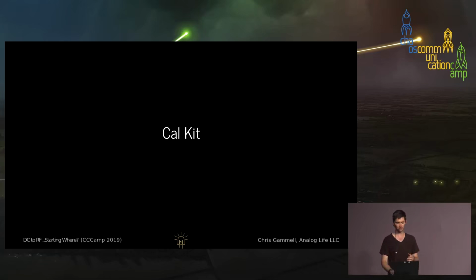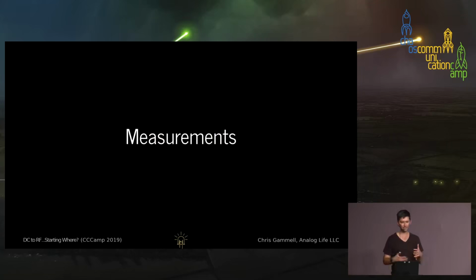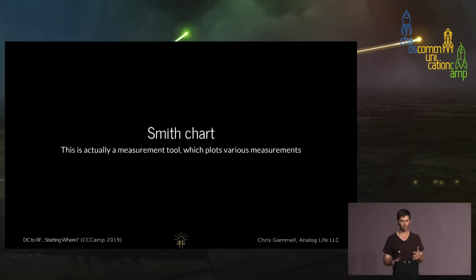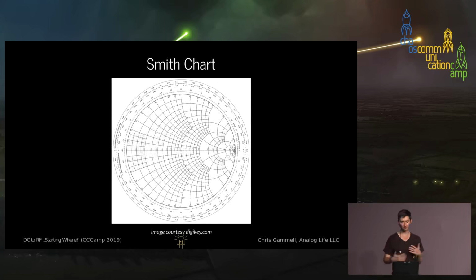And that's something that a cal kit can help with as well. So let's talk about some measurements real quick. Again, I know we're on a summer day, we're talking about measurements, how fun. But I think these are really important. Smith charts are basically a collection of measurements in a visualization tool. And so this has things like impedance and reactance on it.